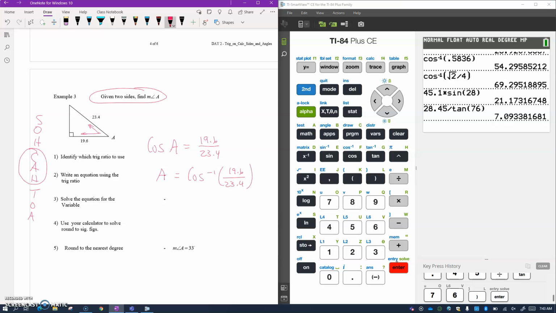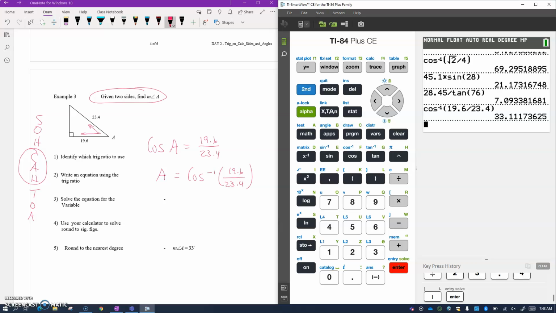All right, and this is where I lean on the calculator. So we're going to go ahead and say second cosine for cosine inverse, 19.6 divided by 23.4. And when I hit enter, it tells me 33.11.